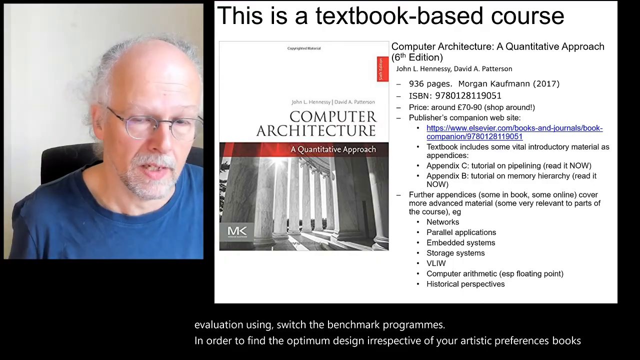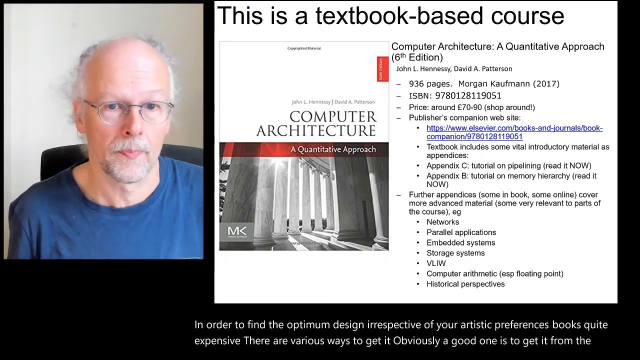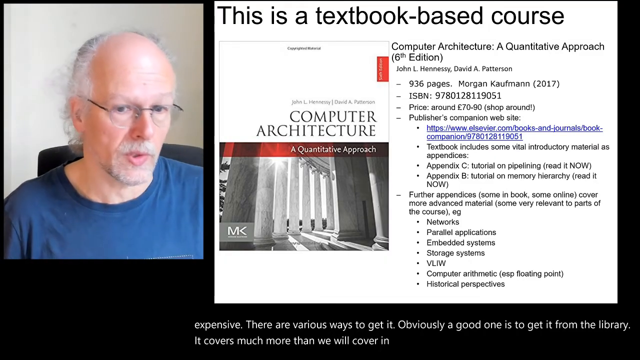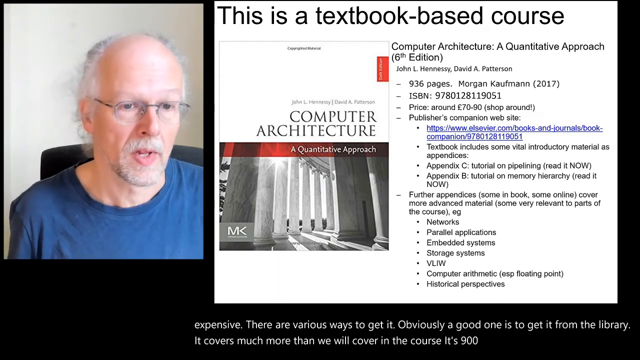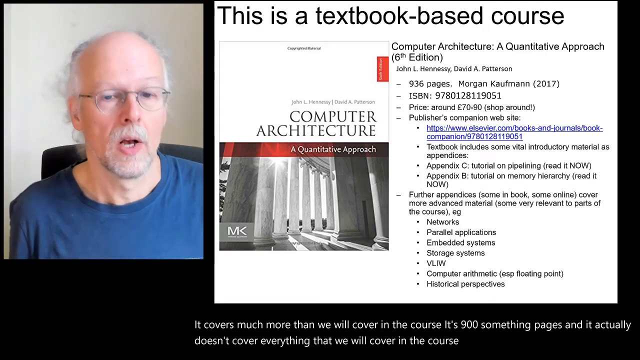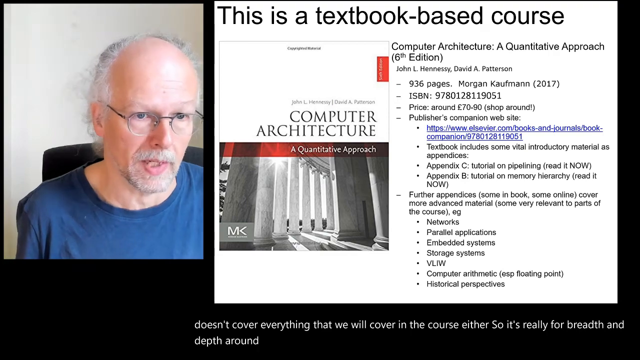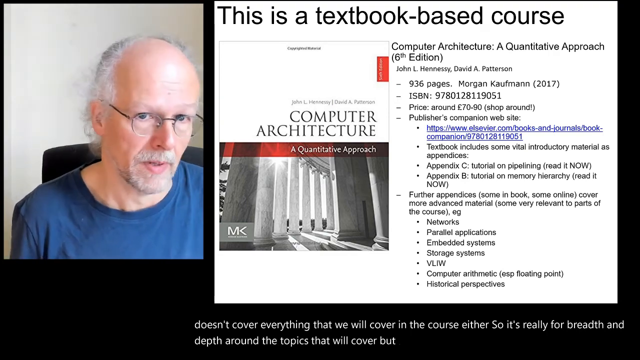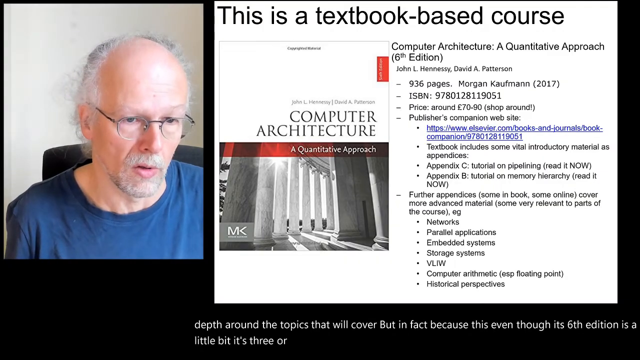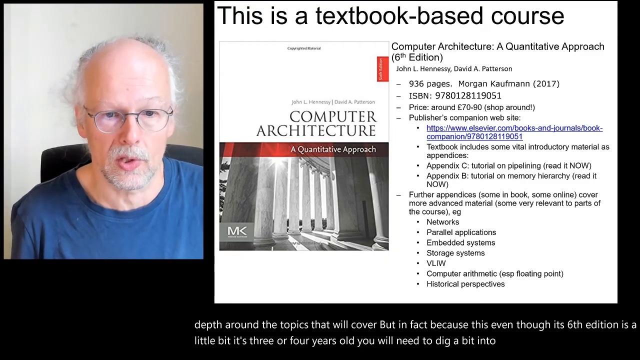The book's quite expensive. There are various ways to get it. Obviously, a good one is to get it from the library. It covers much more than we will cover in the course. It's 900 something pages. It actually doesn't cover everything that we will cover in the course either. So it's really for breadth and depth around the topics that we'll cover. But in fact, even though it's the 6th edition, it's 3 or 4 years old, so you will need to dig a bit into other sources too.